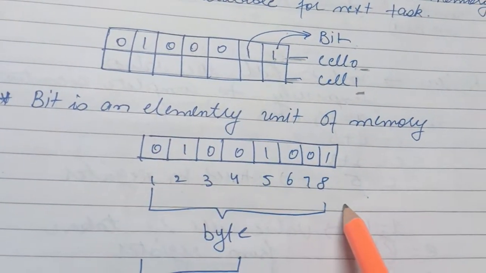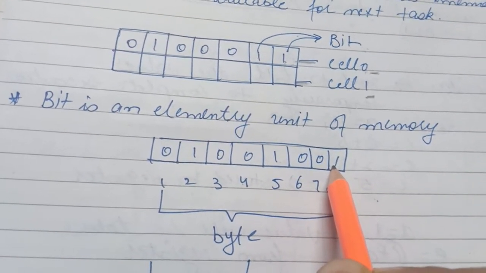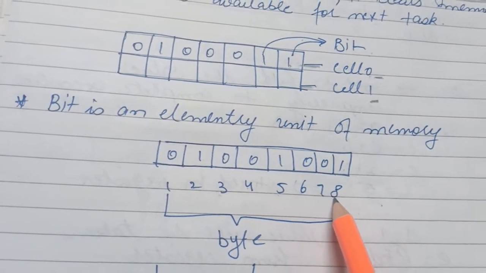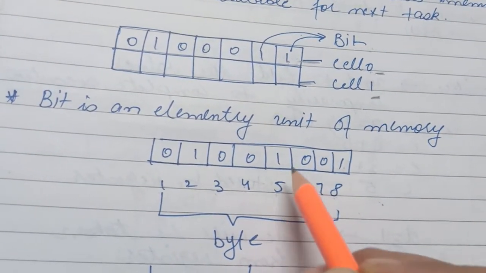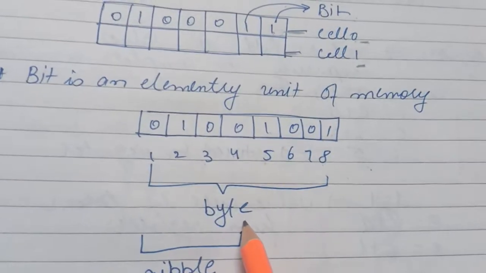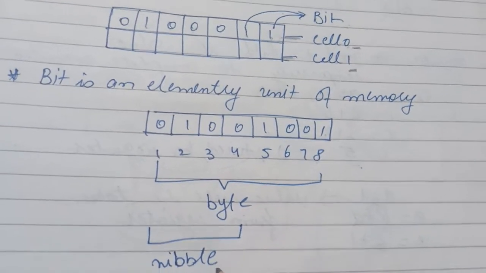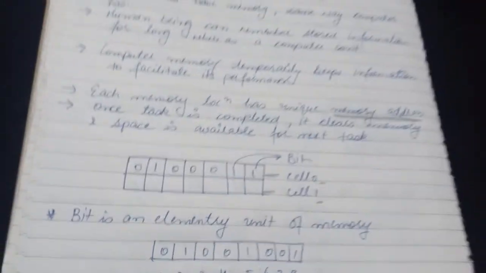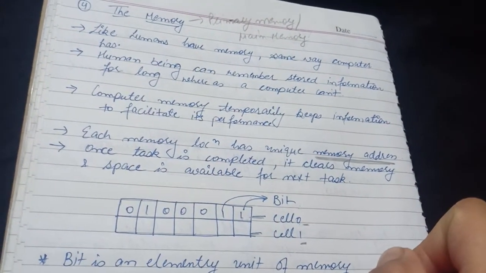Now look at this particular diagram. Here we have 8 values in the form of 0 and 1, and we have given them addresses 1 2 3 4 5 6 7 8. Suppose we have to know what value is at address number 5, then we will say that bit 1 is there. The combination of these 8 bits is known as a byte, and the combination of 4 bits is known as a nibble. Nibble is the smallest elementary unit of the memory. So this is what we have to remember when we talk about the memory of a computer.